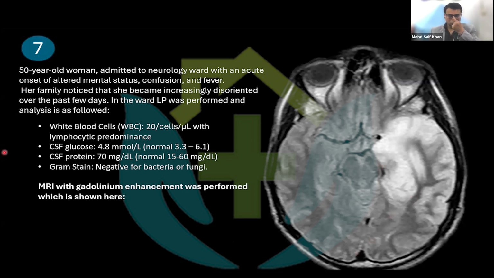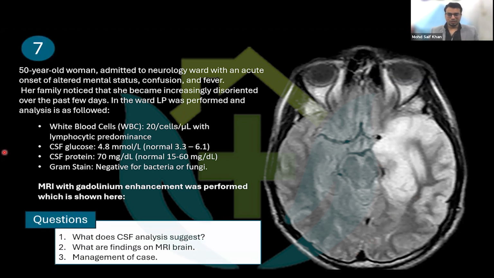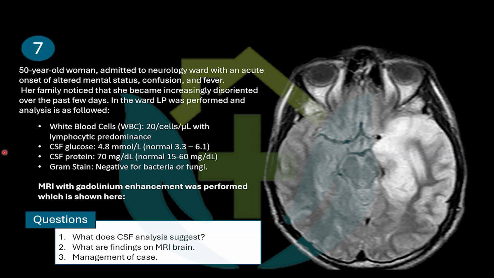Patient had a neurological symptom. LP done. LP shows findings. Now MRI is done. MRI shows this thing. What is your CSF finding? What is your MRI finding? What is your management? Viral meningoencephalitis. Viral meningoencephalitis. Very good. So which virus specifically is this?